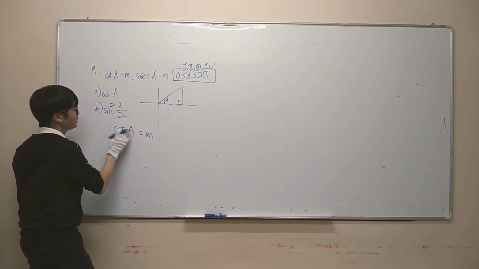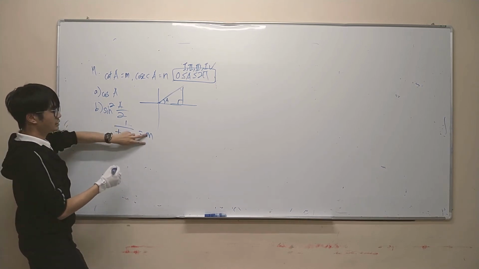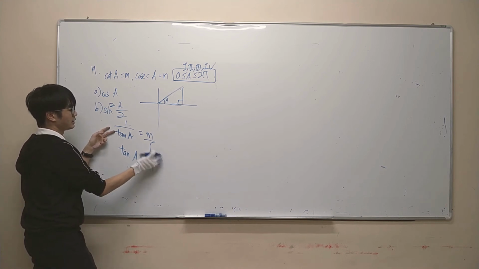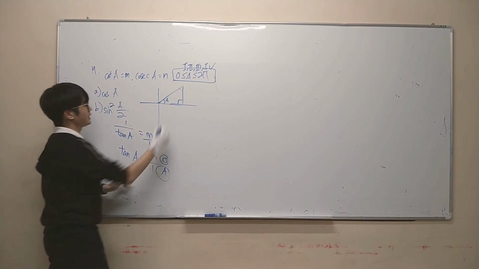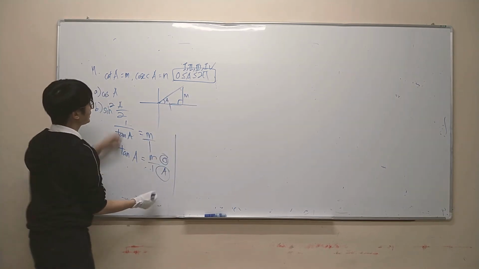Just change to tangent, because cotangent is 1 over tangent. So if you flip here, also flip there. So you have tangent A equals m, m over 1. So it means this is the opposite, this is the adjacent. So the opposite is m. Okay, opposite m. Adjacent is 1. Done. Okay, what about the other one?